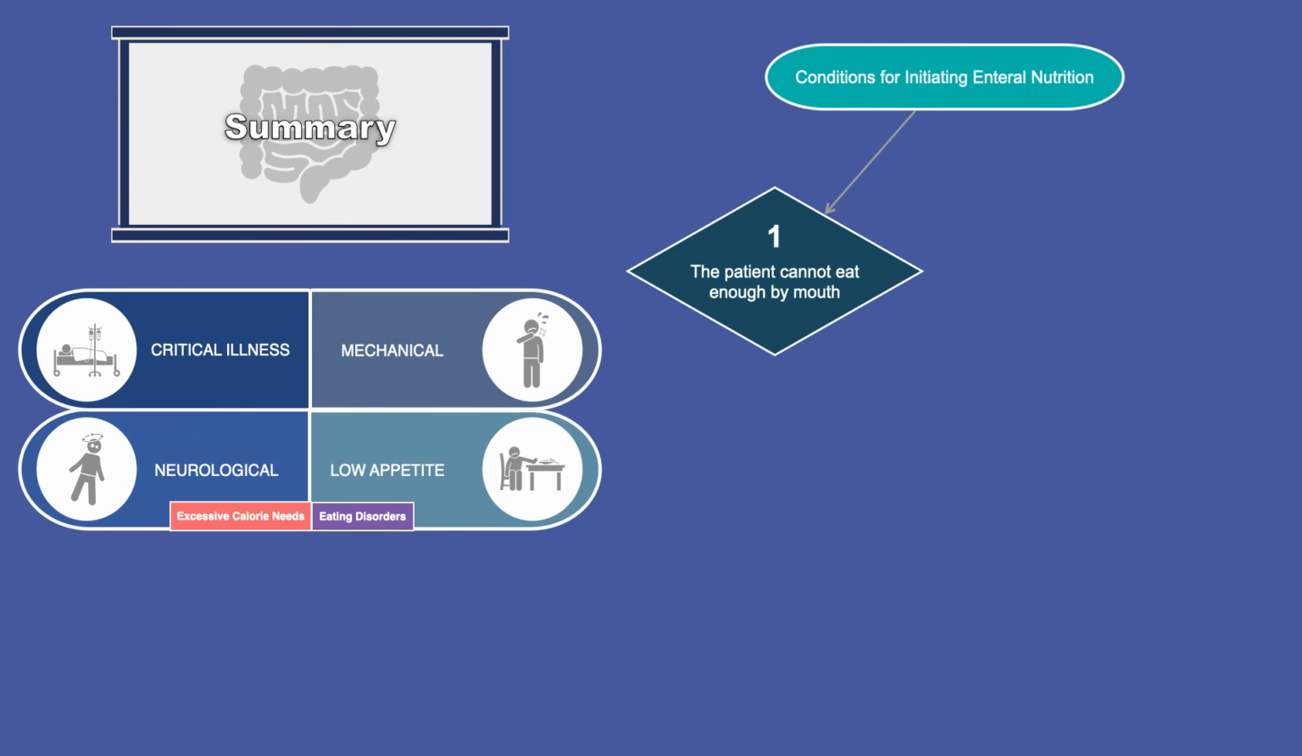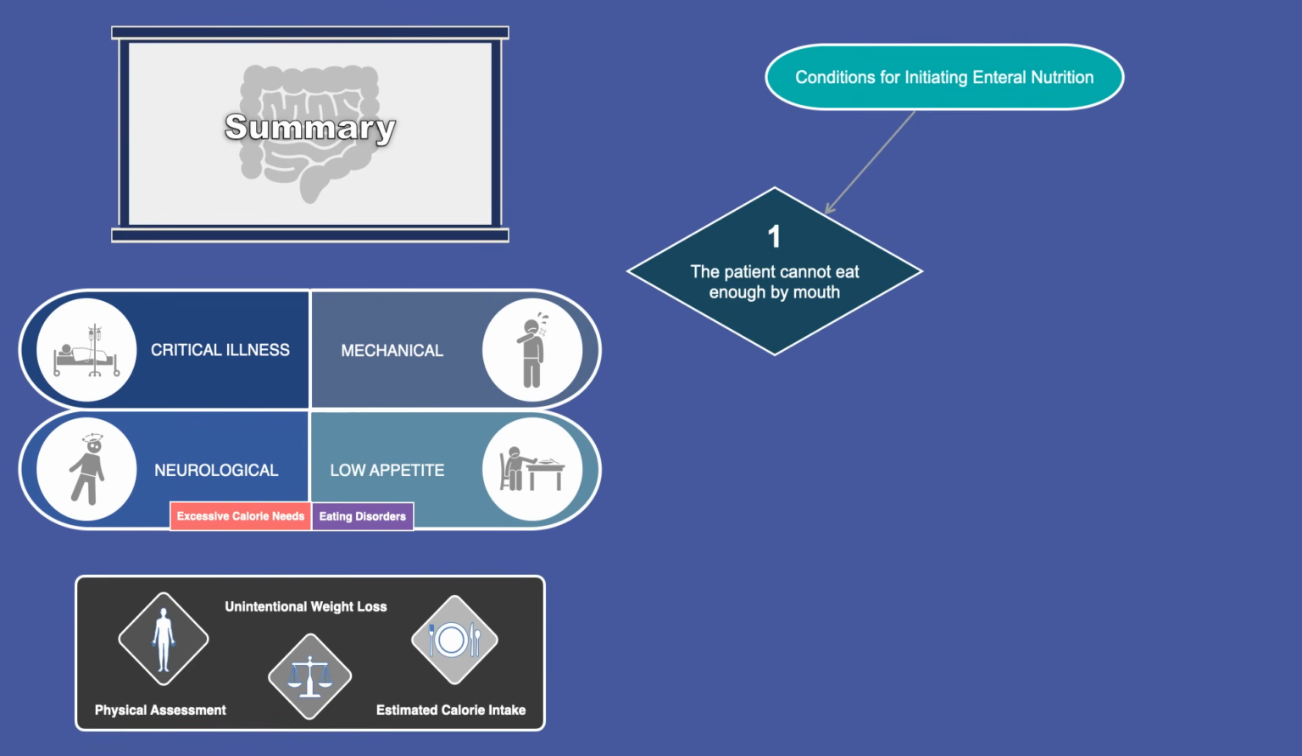As a bonus, we can also consider patients with excessive calorie needs and patients with eating disorders. If it is not abundantly clear that a patient requires enteral nutrition, further investigation should go into the physical assessment, unintentional weight loss, and estimated calorie intake. Once a patient satisfies the first condition, we turn our eyes to the second condition. Here, a patient must be able to safely receive nutrients, absorb nutrients, and eliminate waste.